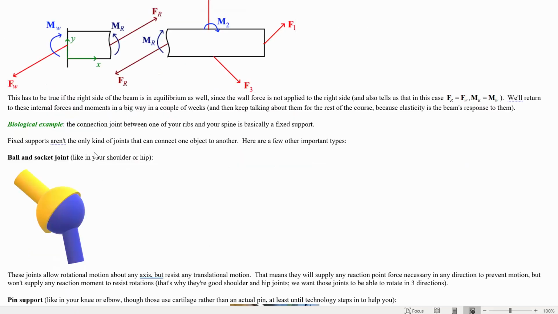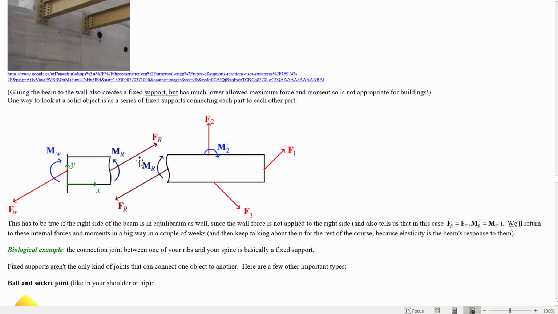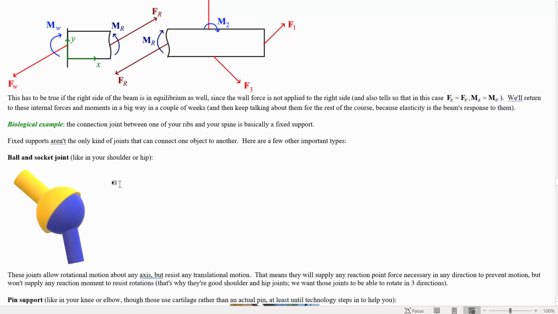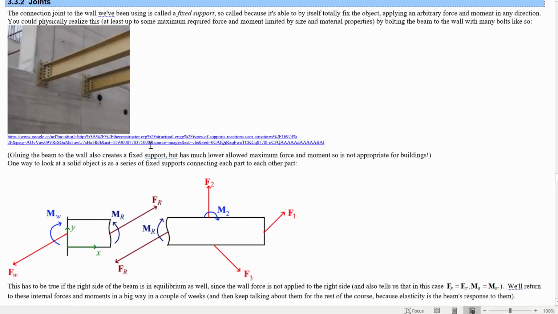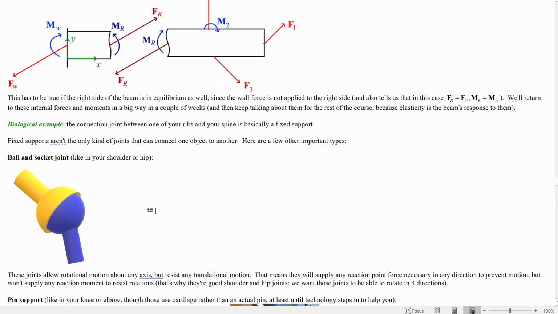Okay. Now, that's not the only type of support. There's a bunch of other ones that cannot quite produce the same kind of arbitrary forces and moments as the fixed support. Another one is a ball and socket joint. This can produce any force necessary to stop the objects from displacing, but can't resist any rotational motion. They allow all rotational motion, so they will not produce any moment. This is similar to the fixed support, but where it can only produce forces and not moments.